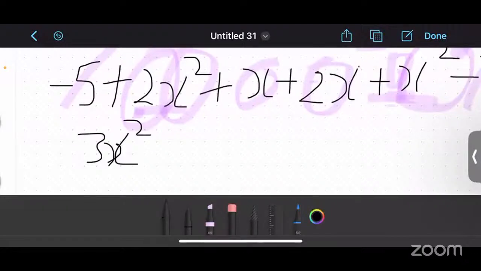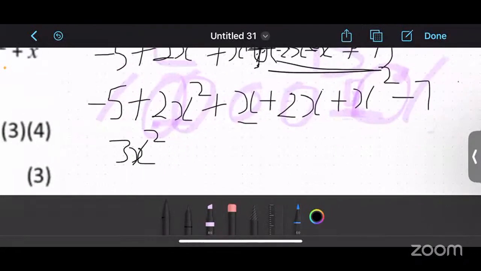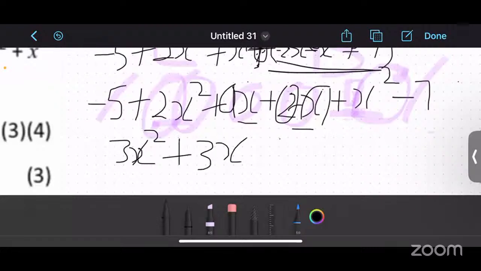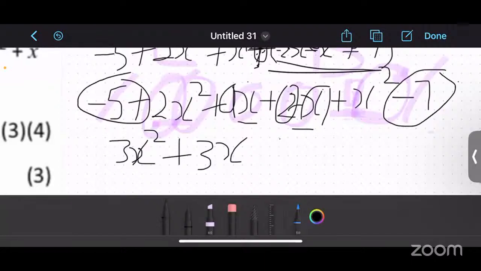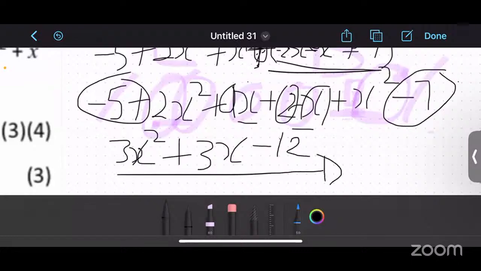3x squared. And then again, we're going to add what? x with 2x. Remember, I said we add the numbers, okay? Not the variables. So we're going to have 2 plus an invisible 1 is going to be 3. So that means we're going to have 3x. And again, we're going to add what? We're going to add -5 and -7. So it's -5 -7, which is going to be -12. Okay. So that means our final answer in this case is going to be 3x squared plus 3x minus 12.